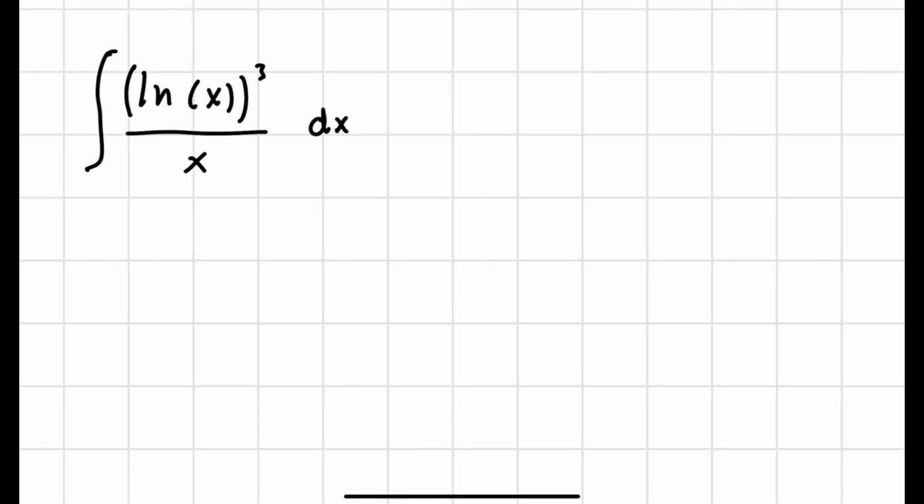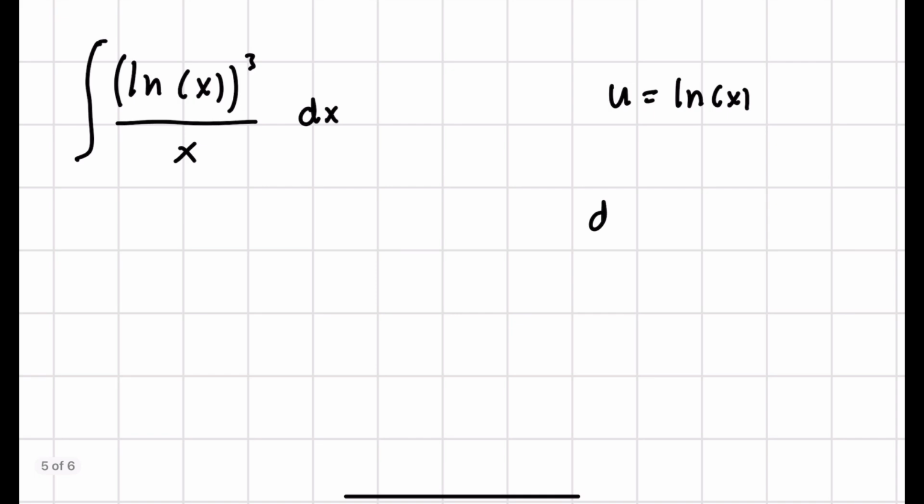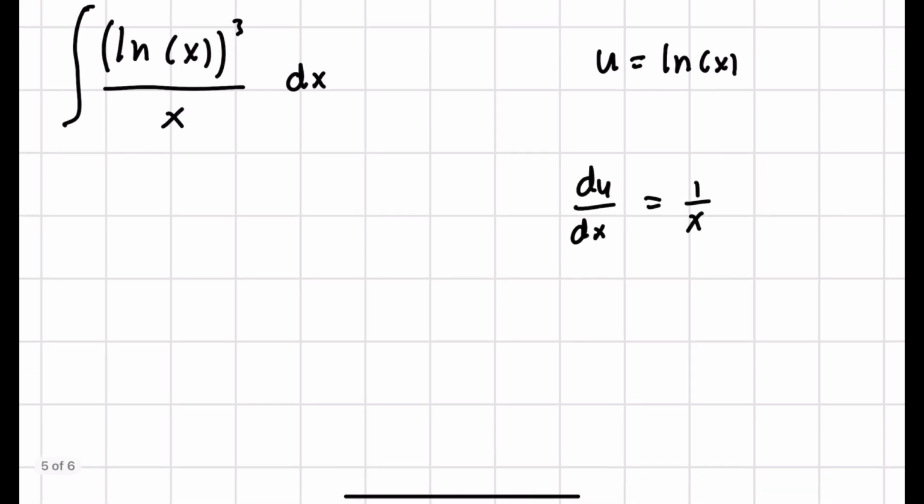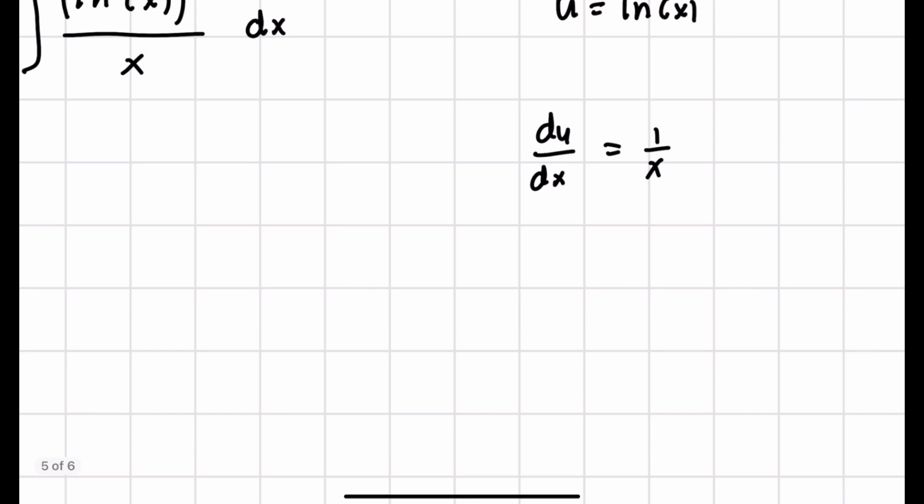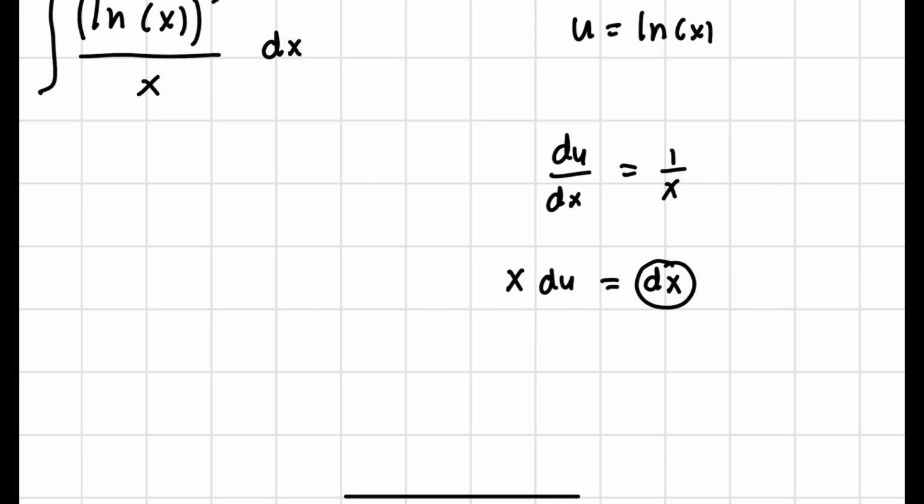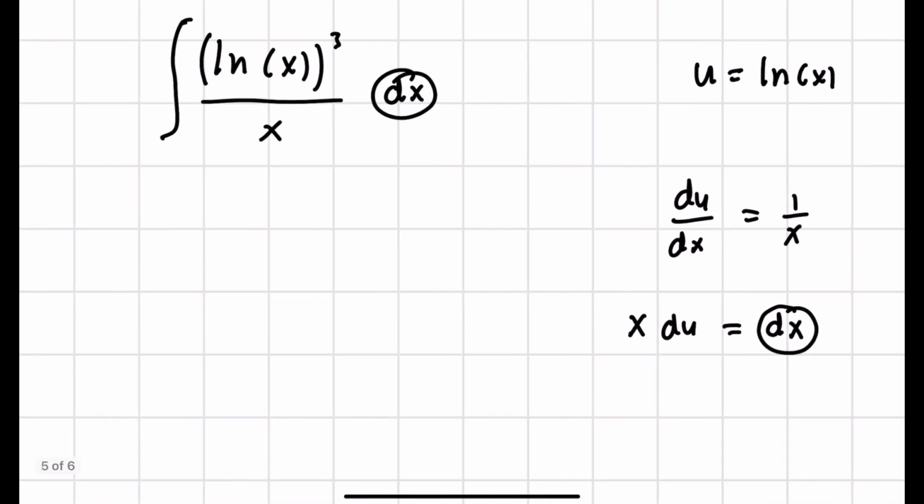So for this example, when we try to integrate ln x to the power 3 over x, we could try to do u substitution, where ln x is equal to u, and when we take the derivative, it is 1 over x. Let's rearrange everything, where it is x times du equals dx.